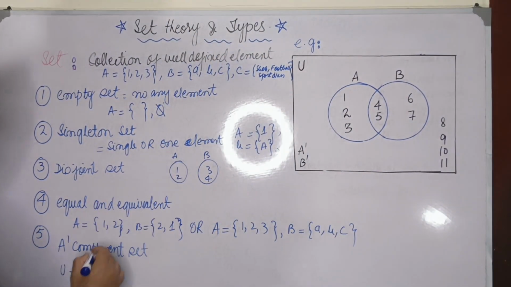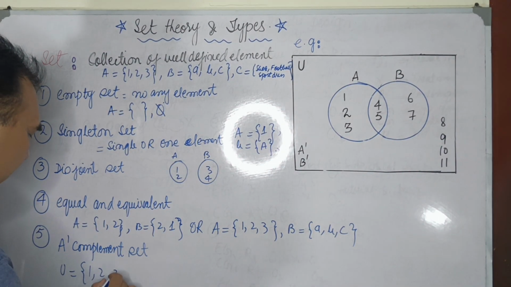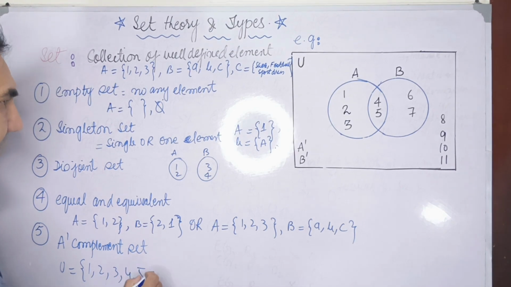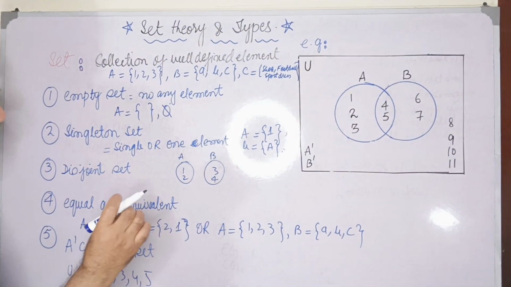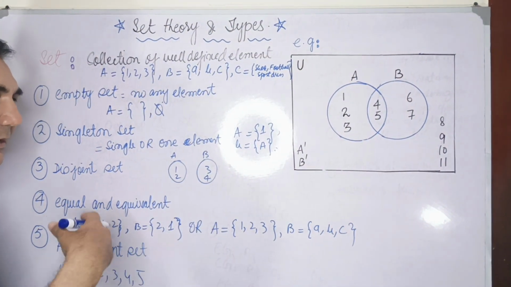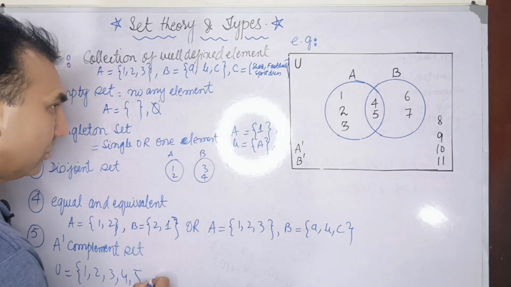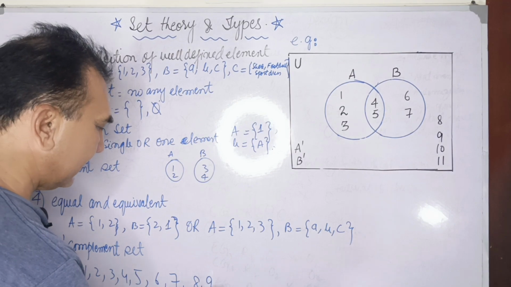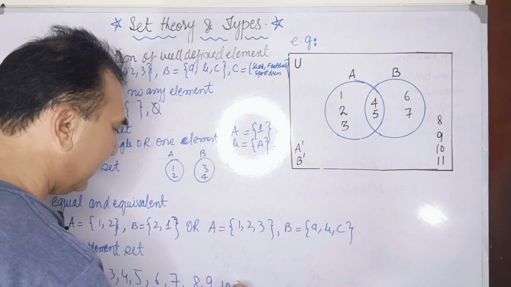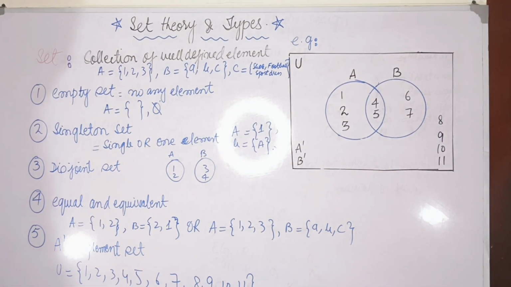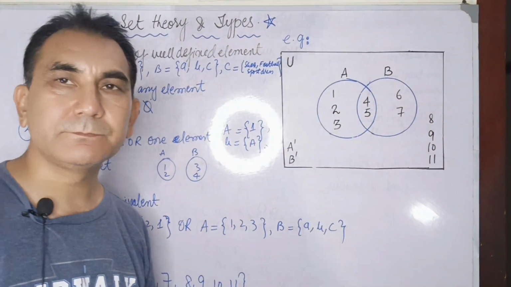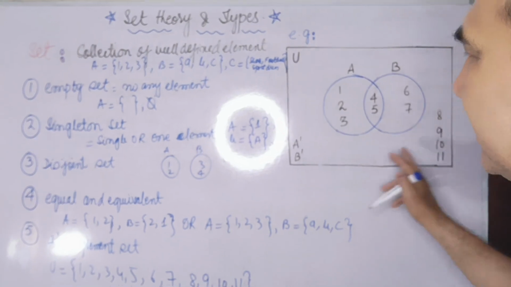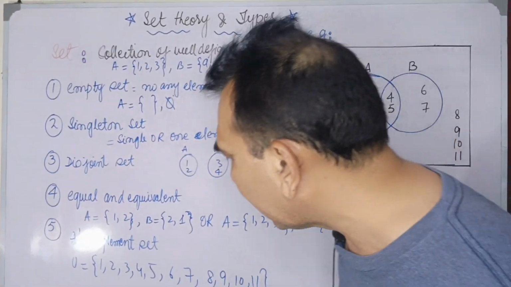Now see here, we will write 1, 2, 3, 4, 5, where 4 and 5 are the common elements present between set A and set B. Now 6, 7, 8, 9, 10 and 11. So this is the universal set. All the elements which are present inside the rectangular shape we write down over here.